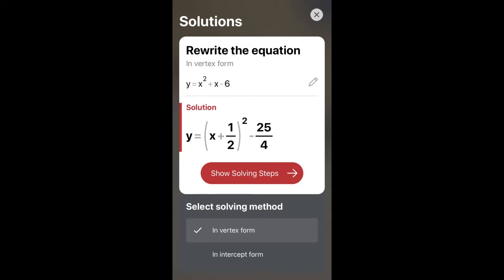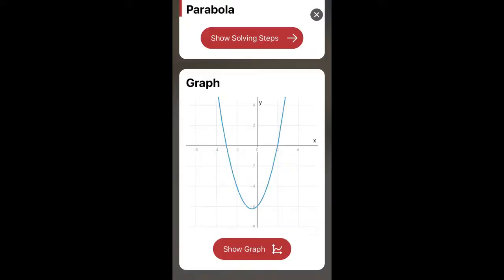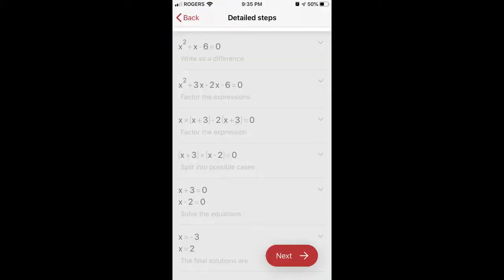It also gives explanation on finding x-intercepts, the y-intercept, domain, and it also gives you a graph. And when I click on the solving steps for finding x-intercepts, it's broken down step by step. And if I tap on one of those steps, it breaks it down even further. So for this unit, I would highly recommend this app for learning, but it's also good for learning pretty much any kind of math.